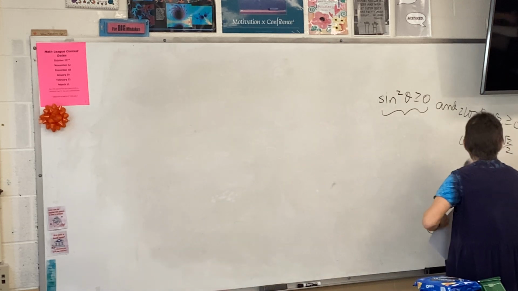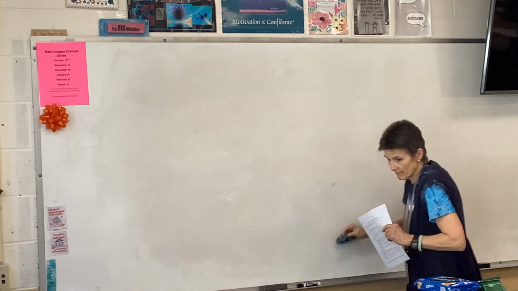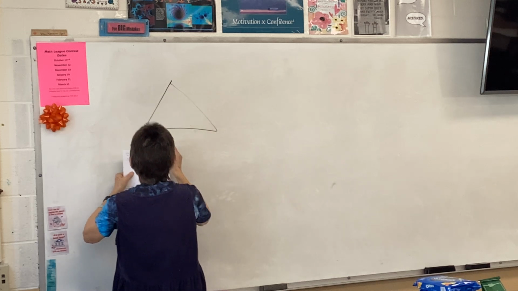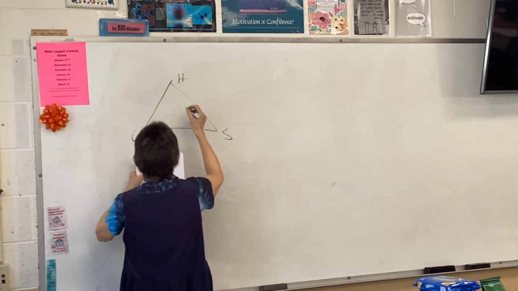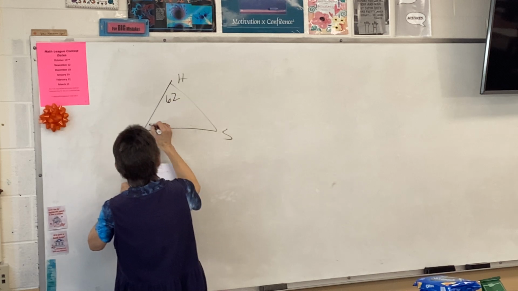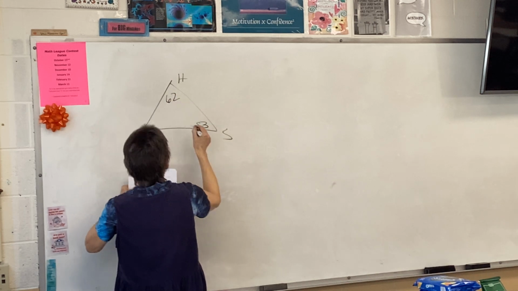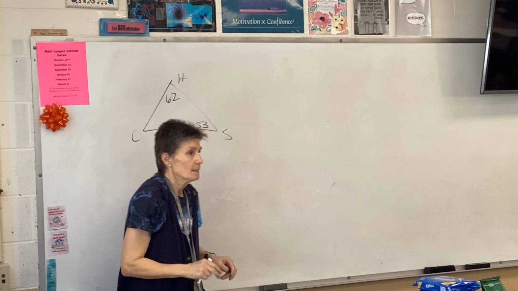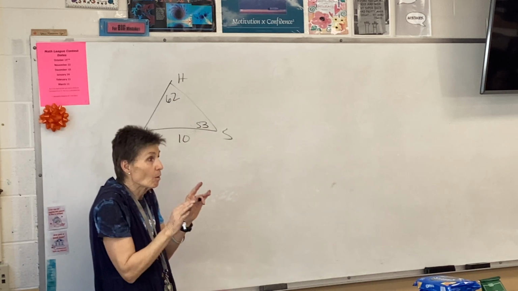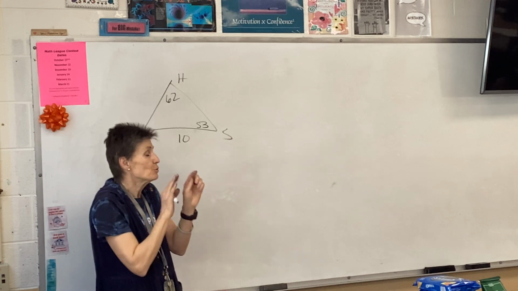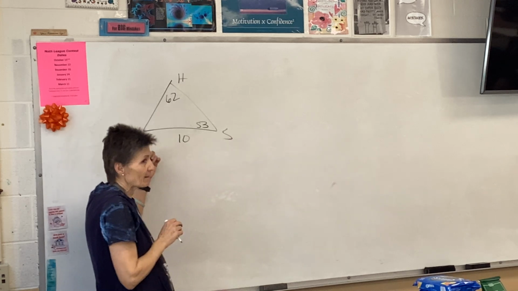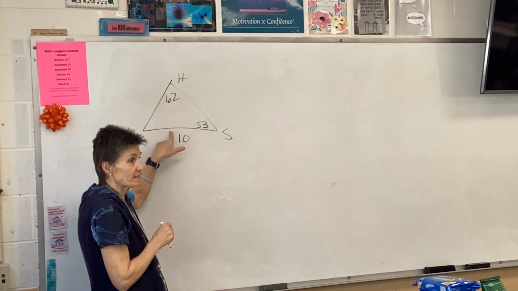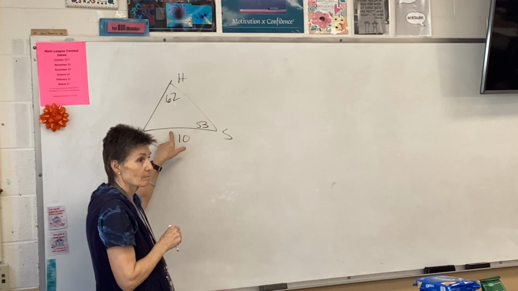Solve the triangle given H is 62, S is 53, and side H is 10. So the first thing you need to be able to do is draw your triangle. Now, your C, H, and S do not have to be in the same place, this does not have to be C, this can be anything. But wherever you put angle H, the 10 is across from it.